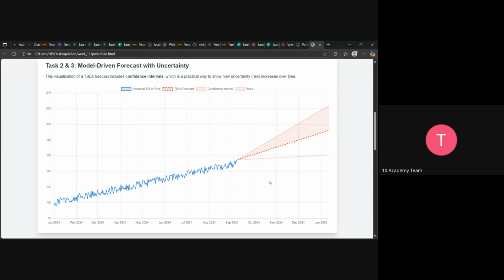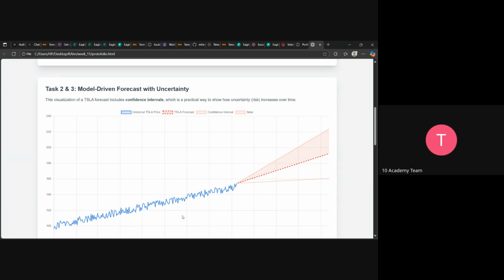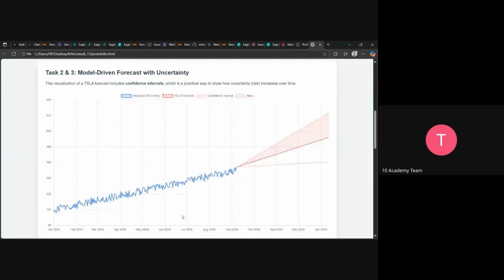So the model forecast with uncertainty shows what amount of certainty we have while doing this forecast. It includes the confidence interval, which is a practical way to show how uncertainty or risk increases over time. Going up, the uncertainty or the interval, like the risk, increases since the range is increasing. Here we're sure that it will lie within this range, but coming to here the range is wide, so it seems like our model might not be guessing the right number. We can just forecast the uncertainty of our model.